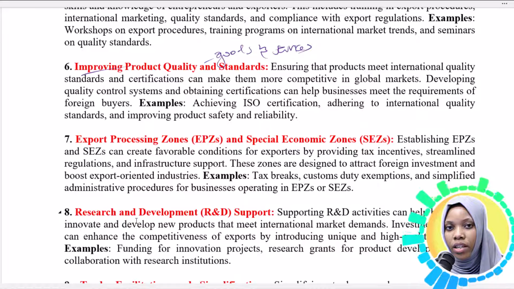Establishing EPZs and special economic zones can create favorable conditions for exporters by providing tax incentives, streamlined regulations, and infrastructure support.